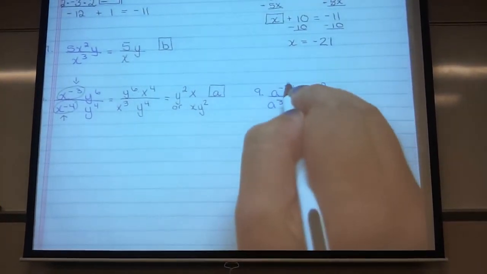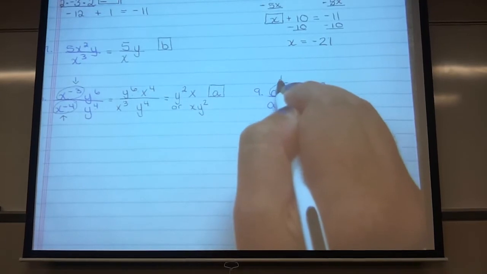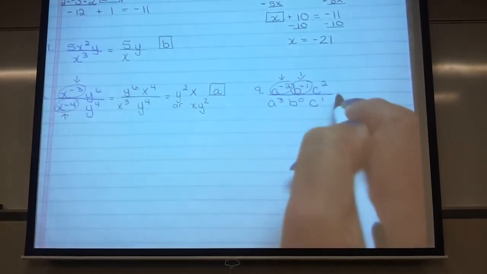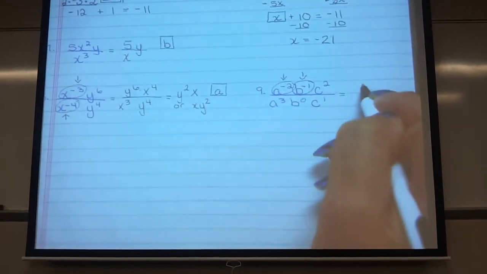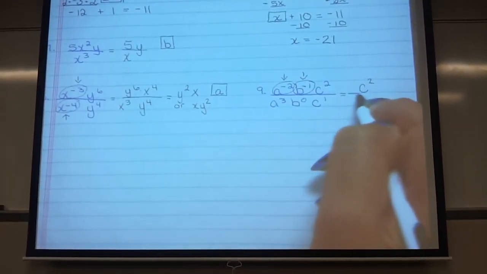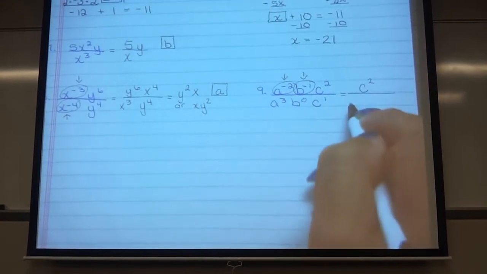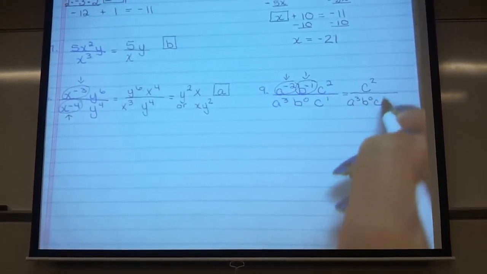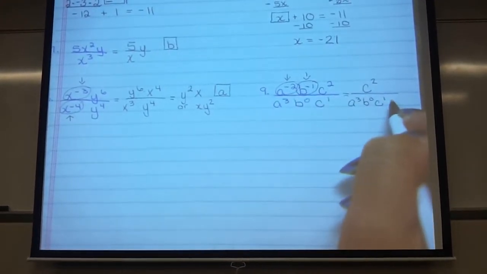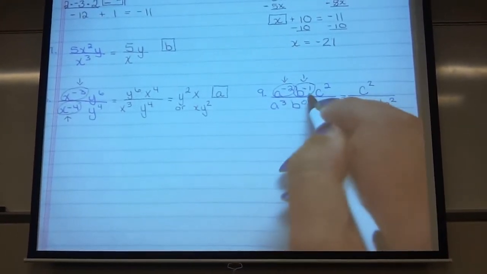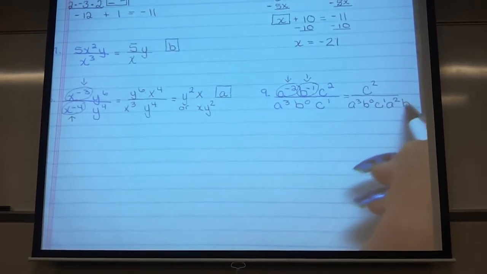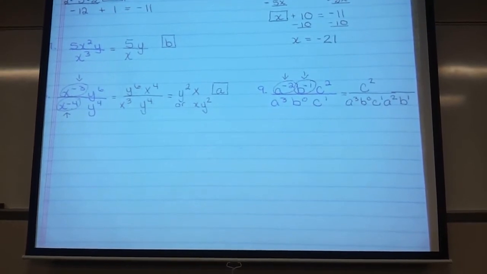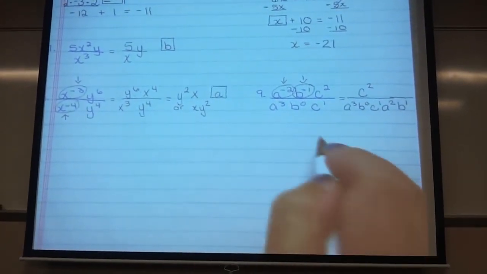And again here, I'm going to rewrite these. So that's going to go down. That's going to go down. So the C2 is the only thing on top. And then all of this is going to stay. So I've got A3, B0, C1, A2 is coming downstairs, and B1 is coming downstairs. So I've got everything on the bottom except for the C2. And then I need to simplify it.